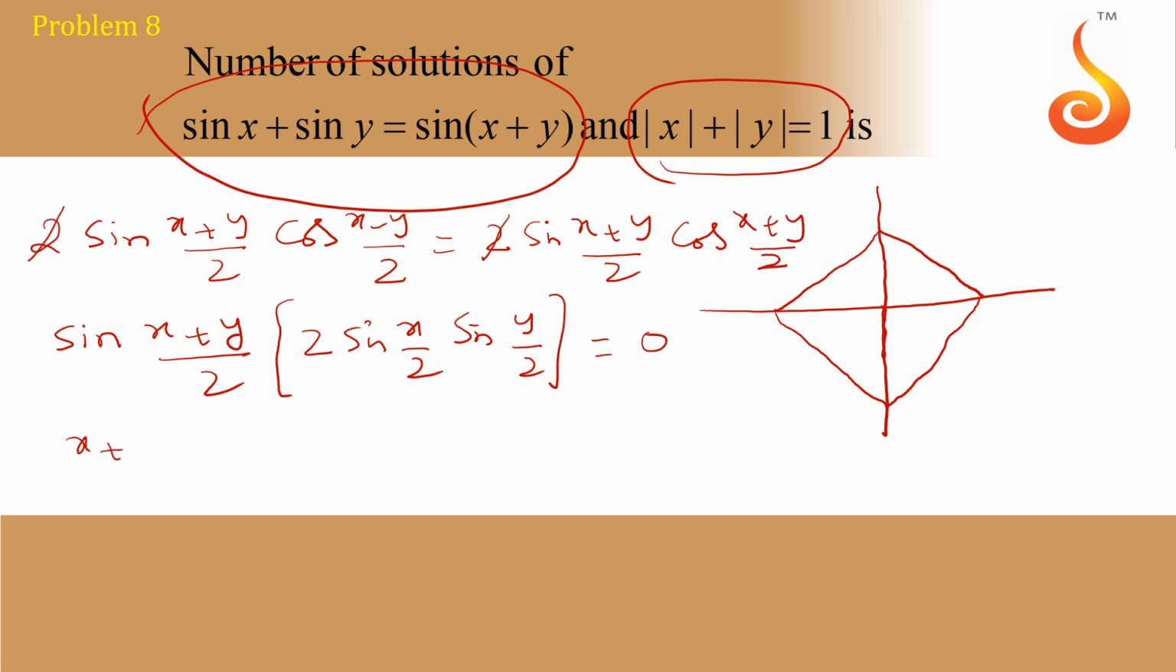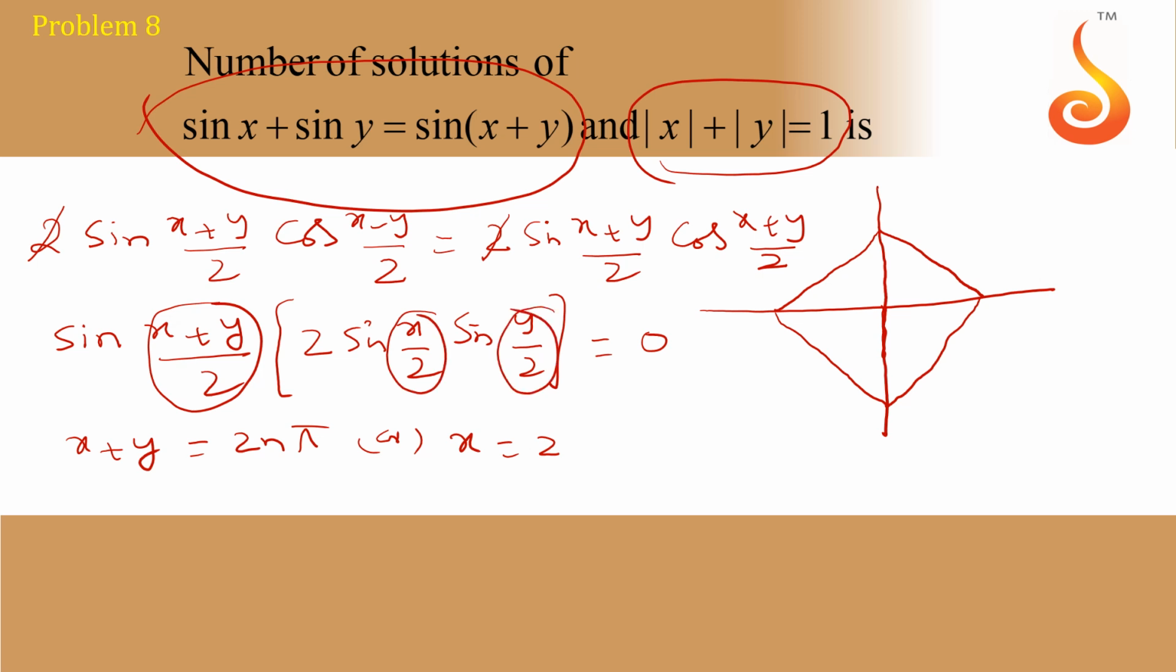So either x plus y by 2 must be n pi, or x by 2 must be n pi, or y by 2 must be n pi. So either x plus y is 2n pi, or x equals 2n pi, or y equals 2n pi. Now if you give n integer values, if n is 0 here, x plus y is 0, which is y equals minus x. So there are two solutions in that case.